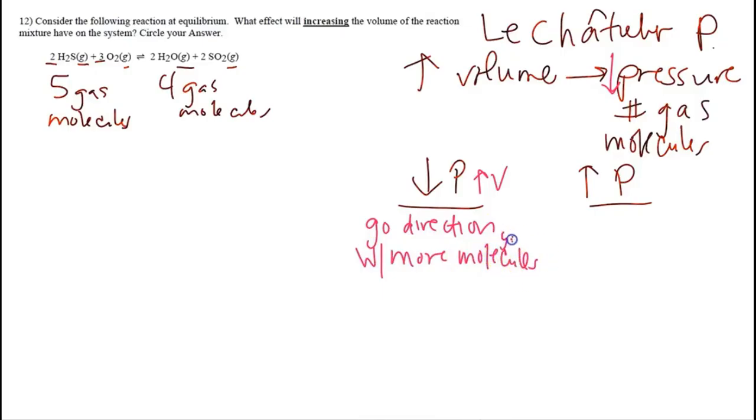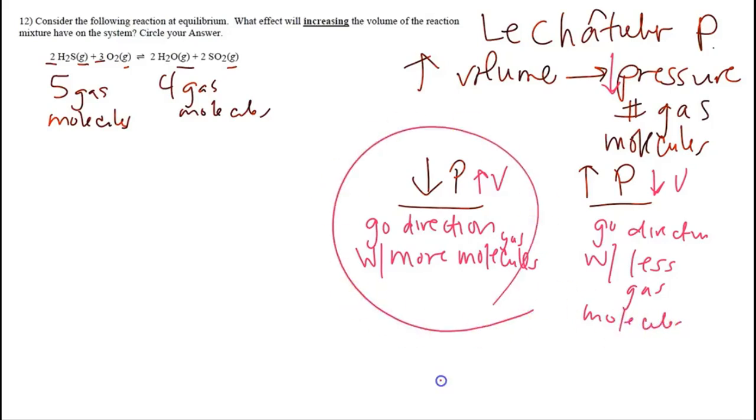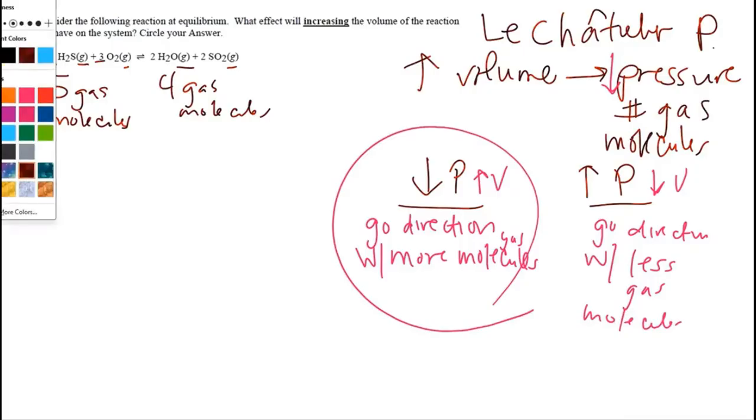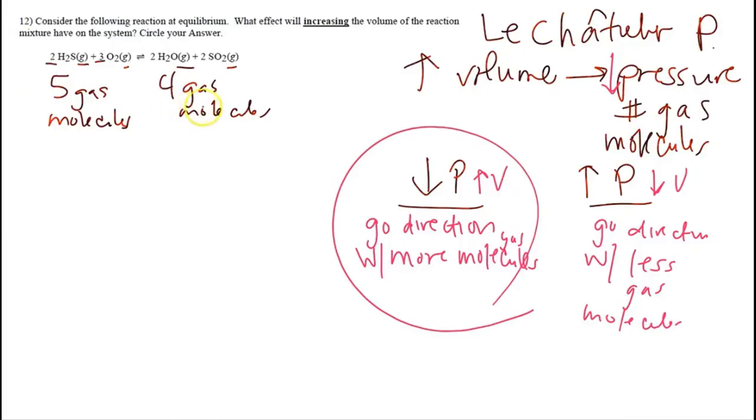What type of molecules? More gas molecules. And of course, on the opposite, if I increase pressure and thus decrease volume, then it's going to go in the direction with less gas molecules. Okay? So we're dealing in a situation where we have a decrease in pressure, increase in volume. And so therefore, we're going to make sure we go from an area that is the least, and we're going to shift to an area that has the most.